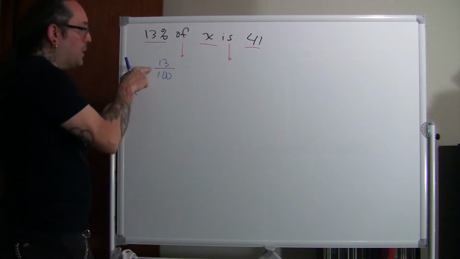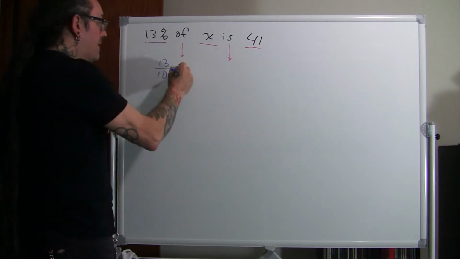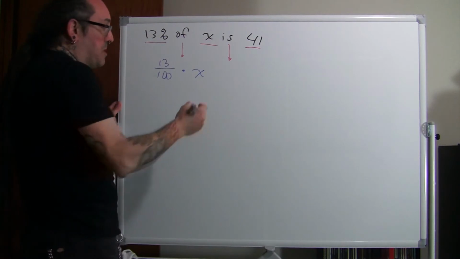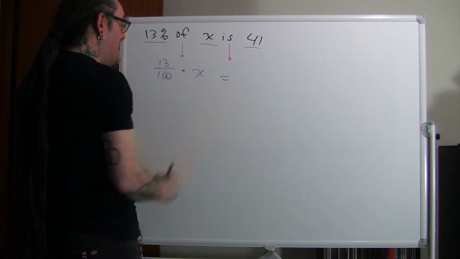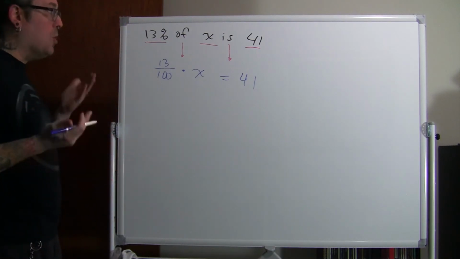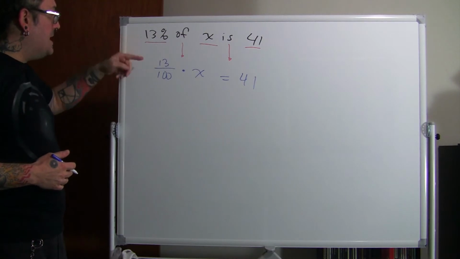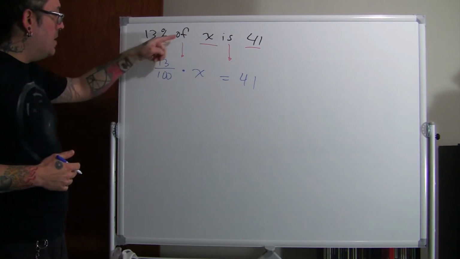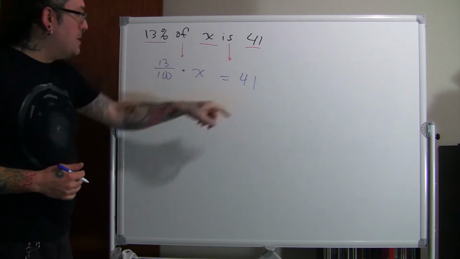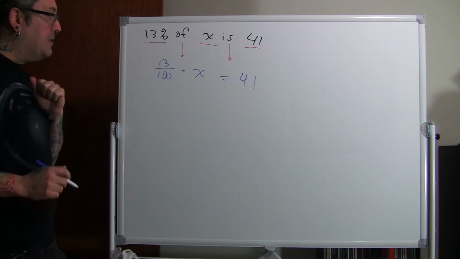13% is 13 per 100, right? 13% is 13 over 100 multiplied by x, equals 41. So all I did was take this and translate it directly to this: 13% of x is 41. Okay, now the translation part is done. Now we've got to do some algebra.